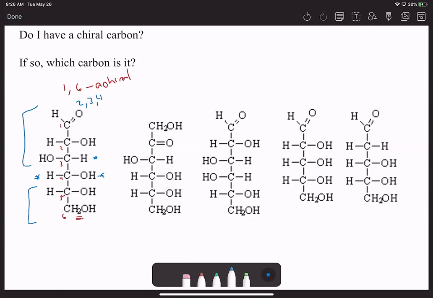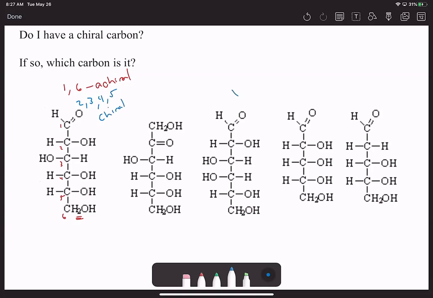Oh, and then carbon number 5 is even. We skipped one of these carbons. So carbon number 5, here's 1, 2, 3, and 4 different things attached to that. So carbons number 2, 3, 4, and 5 are going to be chiral.